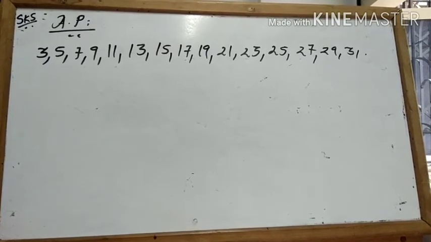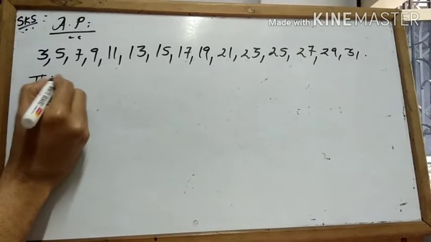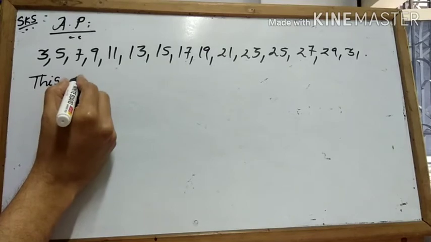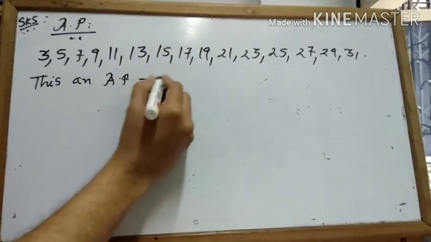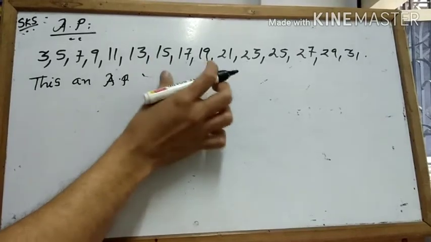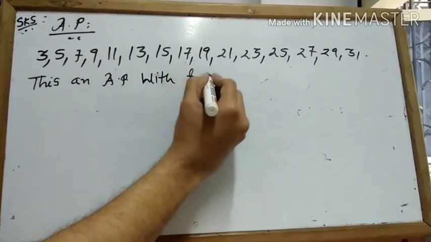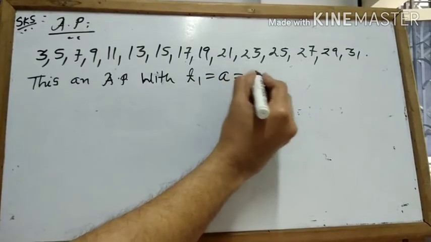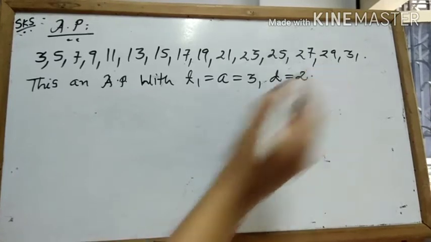Therefore, this is an AP. Of course, while writing, you have to prove that this is an AP. This is an AP with first term, which is written as T1 or small a, equal to 3, and common difference 2.